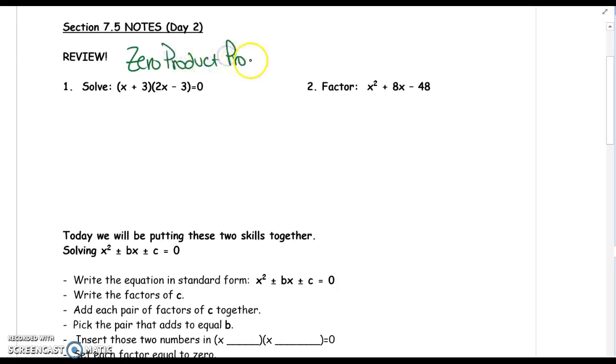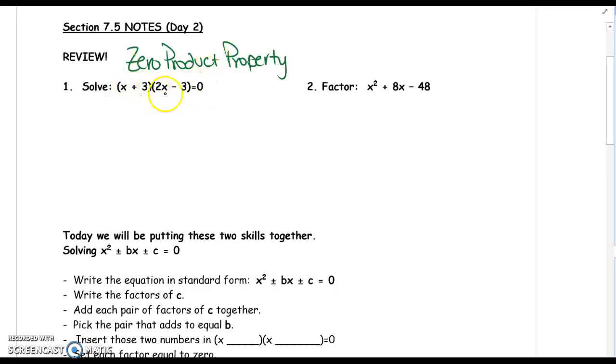The zero product property, oops, I misspelled it. The zero product property says that if you're multiplying things together and you're getting 0 as an answer, you can set each of those things equal to 0 and solve each equation for 0. So in number 1, you have x plus 3 times 2x minus 3 equals 0.